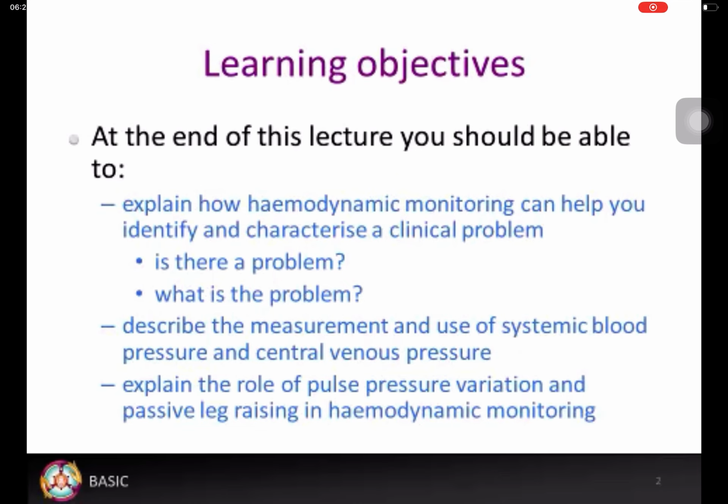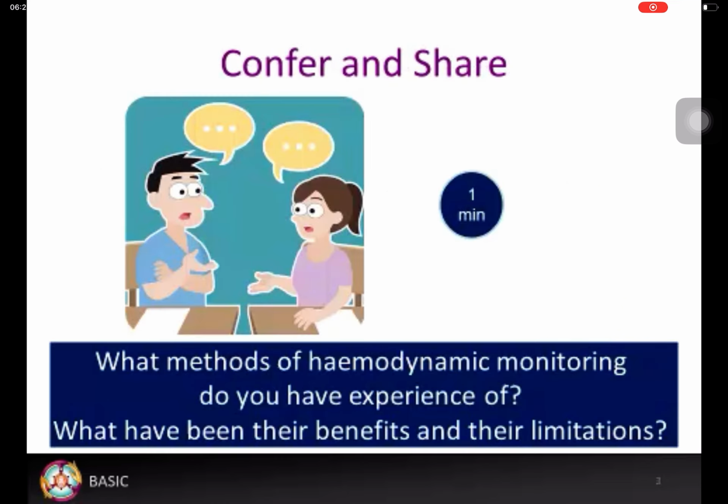Describe the measurement and use of blood pressure and central venous pressure monitoring. Explain the role of pulse pressure variation and passive leg raising in hemodynamic monitoring. Before we start, spend a minute to think about the questions on this slide.